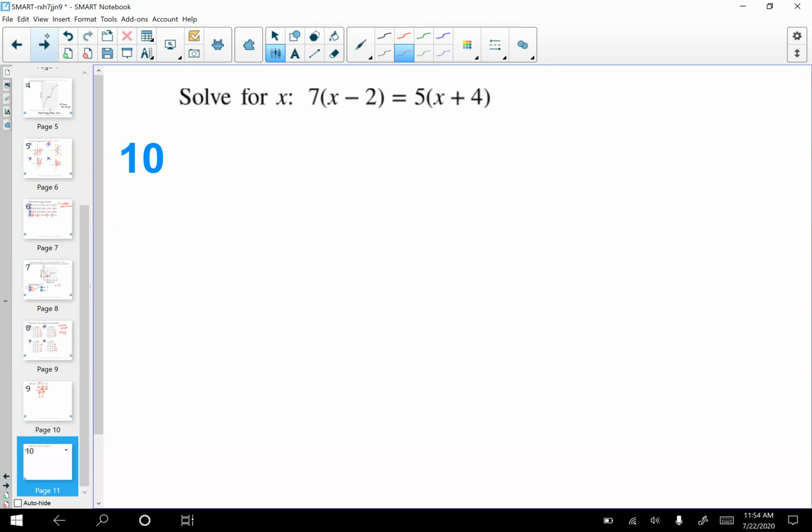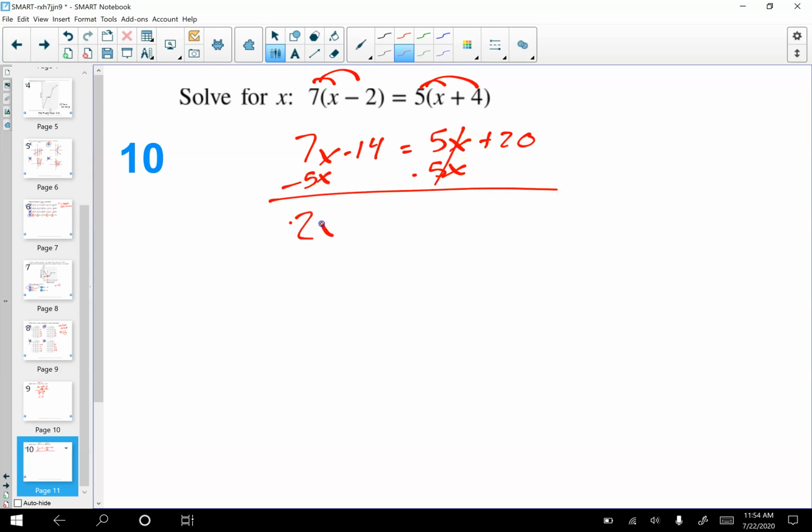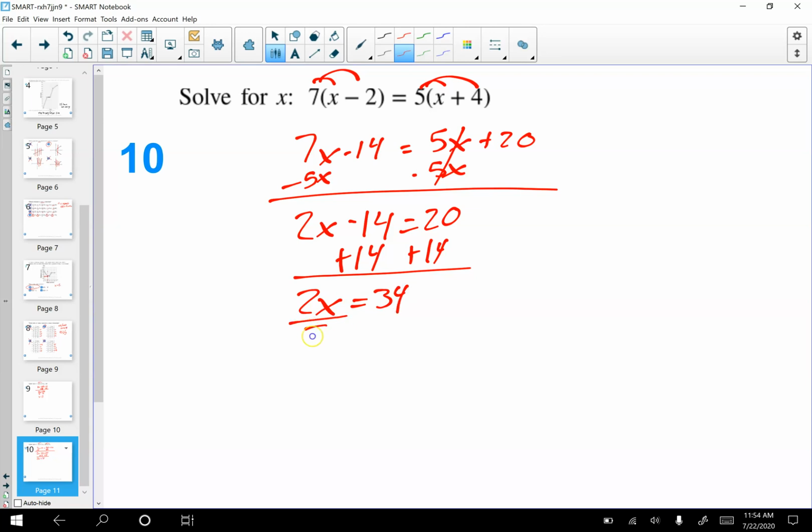And then in number 10, we have parentheses on both sides, so we're going to have to distribute on both sides first. So you get 7x minus 14 equals 5x plus 20. I'm going to subtract the 5x on both sides. That gives me 2x minus 14 equals 20. I will add the 14 over to the other side. 2x is equal to 34. Divide both sides by 2, and we get that x is 17.